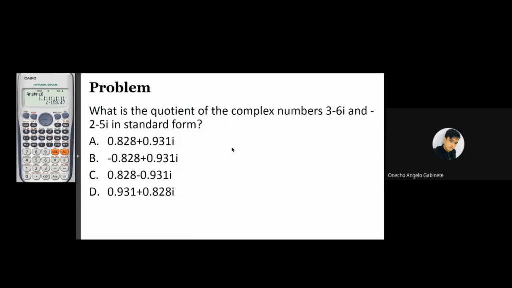Next, what is the quotient of the complex numbers 3 minus 6i and negative 2 minus 5i? Press S to D again to get a decimal. So the answer is 0.828 plus 0.931i.